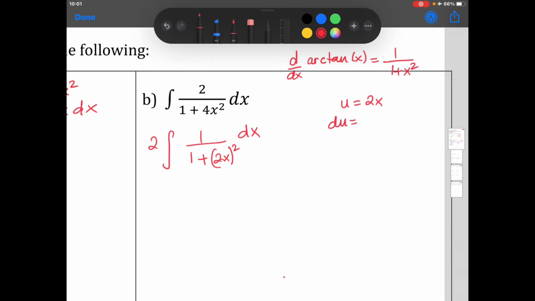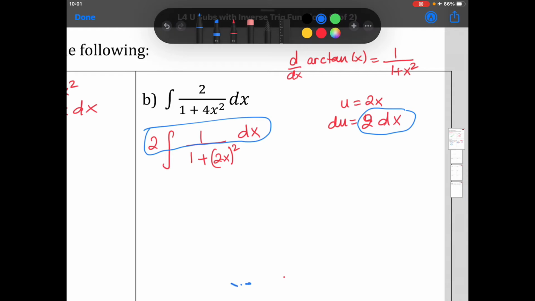Let's do du. Du would be just 2 dx. Now look, what do I have to replace? I have to replace 2 dx, which I have, so I'm good here. So 2 dx would be my du. It's 1 over 1 plus 2x to the second. Oh, not 2x to the second, u to the second. So 1 plus u squared. We're writing in terms of u.